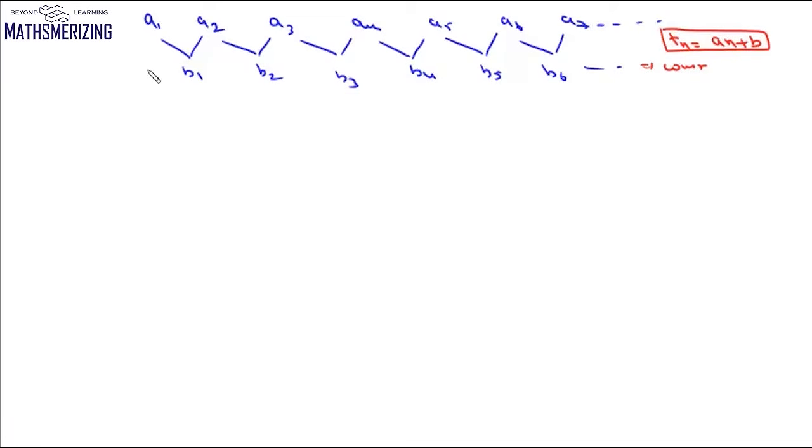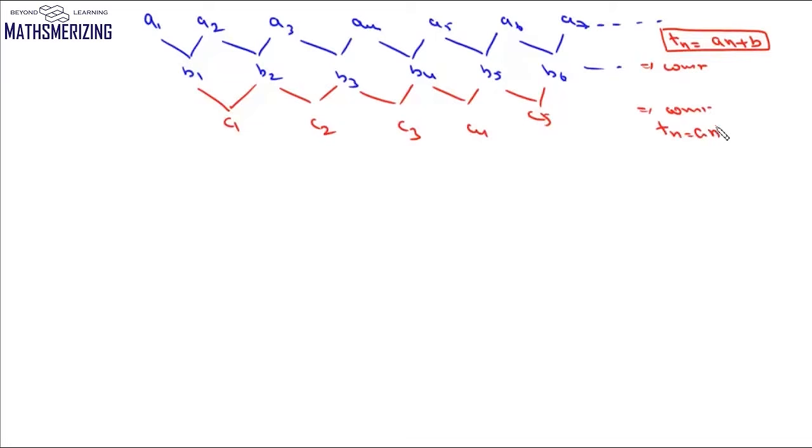Now if the difference is not constant, then we'll take the difference of the differences. So we'll subtract b1 from b2, say it is c1. Now this is c2. Now this difference, let it be c3, c4, c5. Now say this difference is constant. So if the difference of the difference is constant, then our general term will be a quadratic term. So it will be an square plus bn plus c.